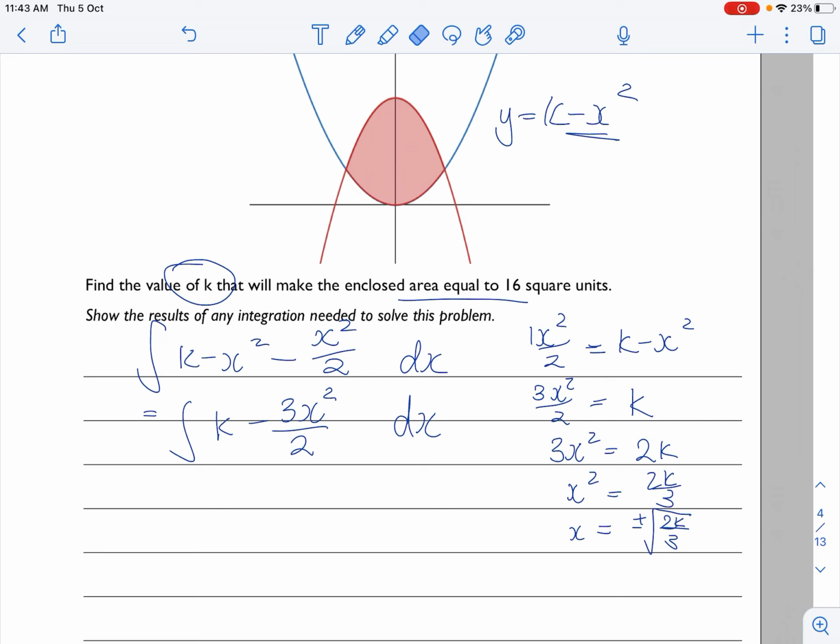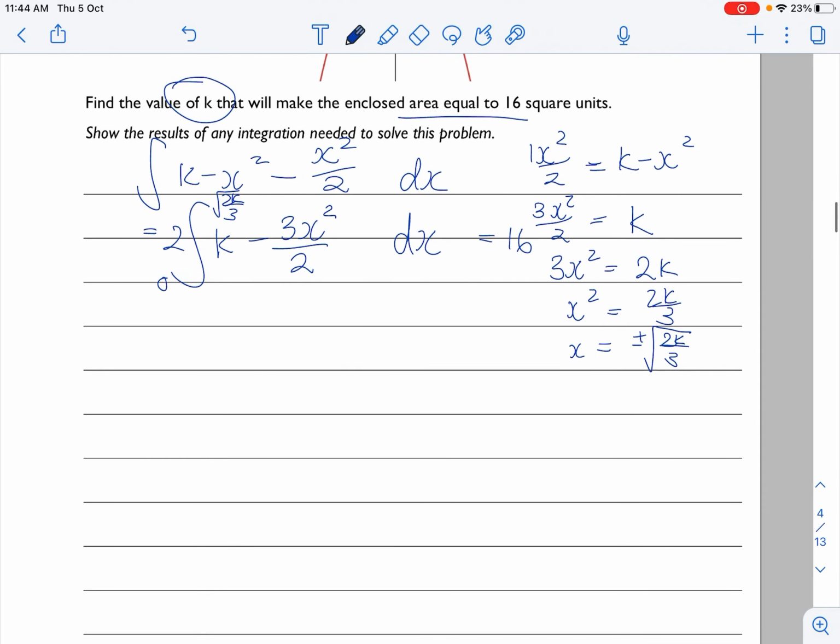Okay, so we're going to find the area between root 2k over 3 and just down to 0, and we're going to times it by 2 to get the full area there, and we know that equals 16. Okay, we'll keep that in mind for later on. Okay, so let's integrate this.